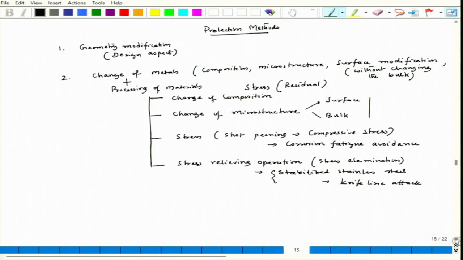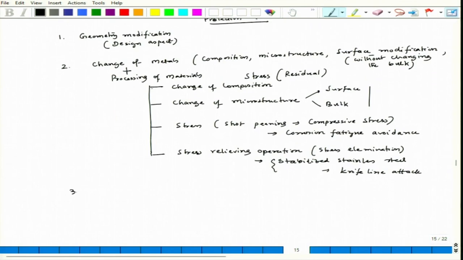Now, the third point which comes, change of environment. Okay. So, when we talk about change of environment, there are several factors. Like one possibility is elimination or removal of corrosive.